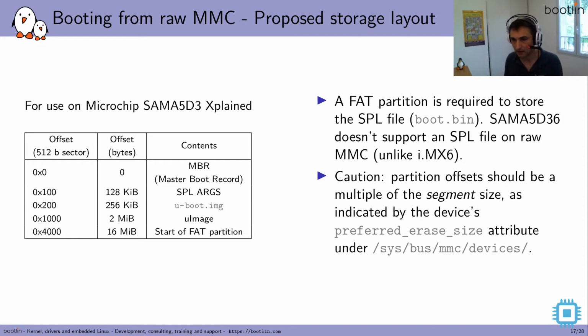Yeah, so here the default partitions on your SD card may not work, so you have to create them in a way that they are far enough from the start to have enough space for the U-Boot and U-image. Actually, here it's advisable to start the partition offsets from a multiple of what is called the segment size that you can find in the preferred erase size attribute under sys/bus/mmc/devices. Otherwise, every time you modify the files in the first partition, you may actually end up erasing or overwriting the blocks that are before, and that's bad for performance and reliability.